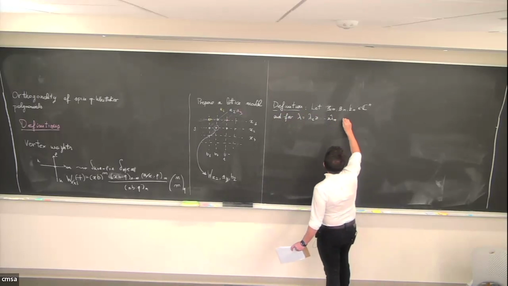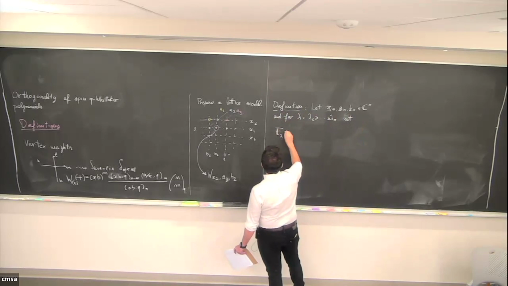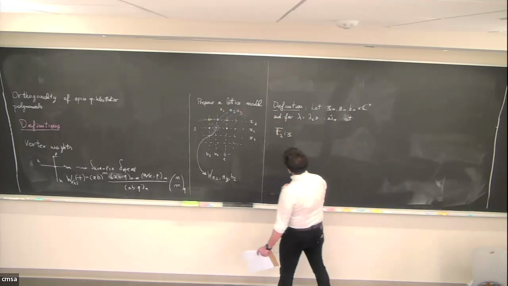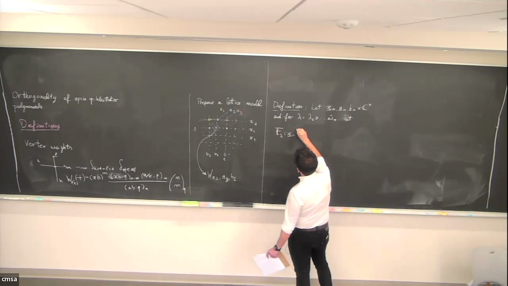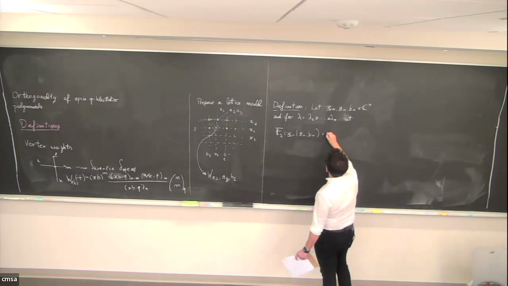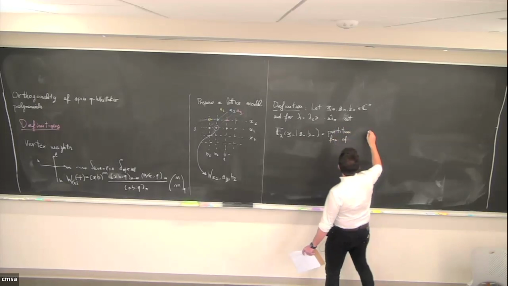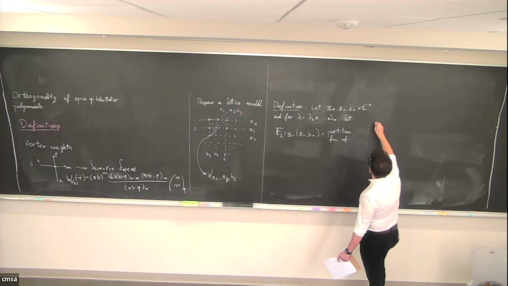we define the polynomial f lambda, which is going to be a polynomial in x in n variables, depending on parameters an and bn. It is going to be the partition function of the following vertex model.